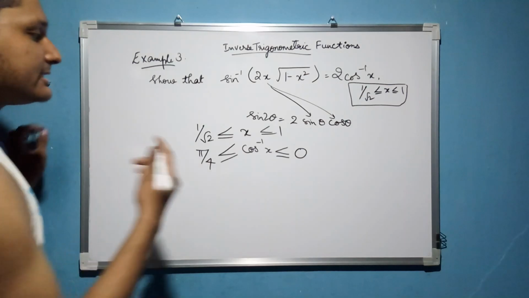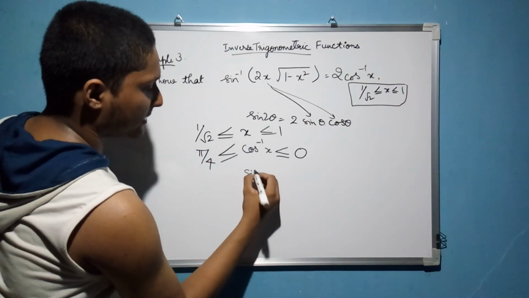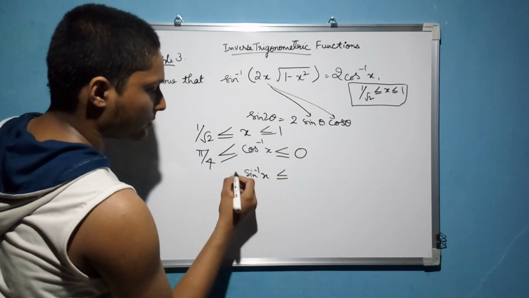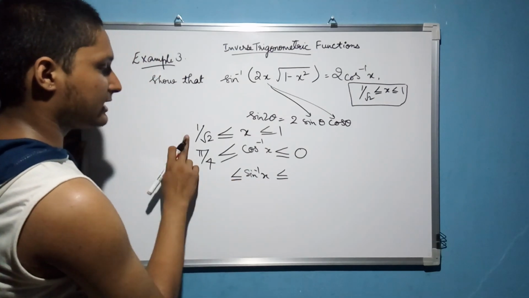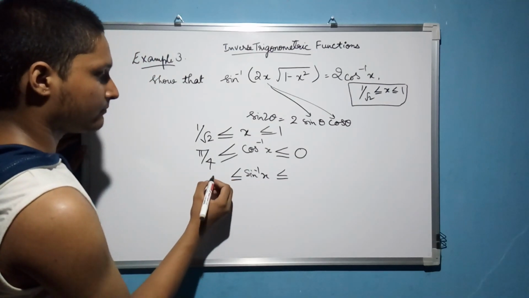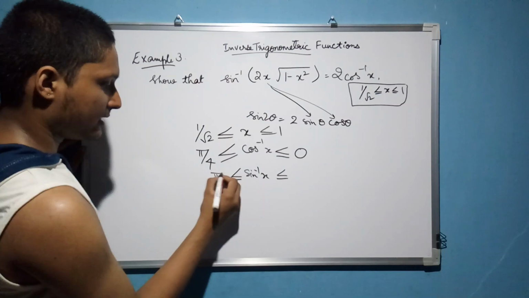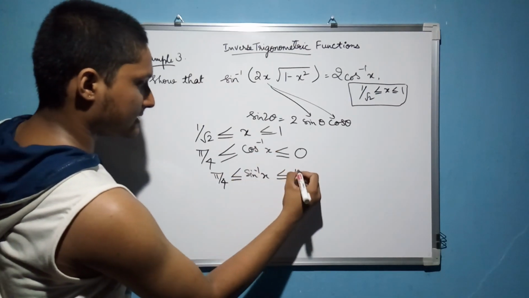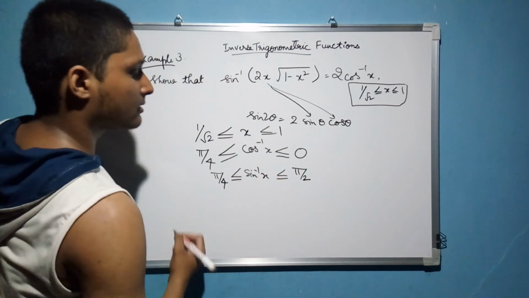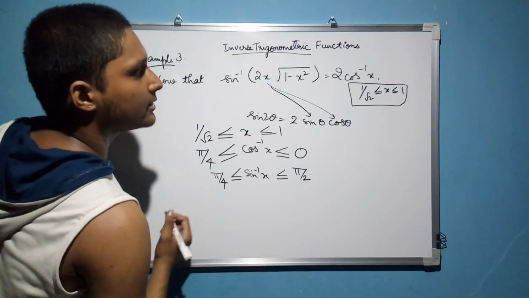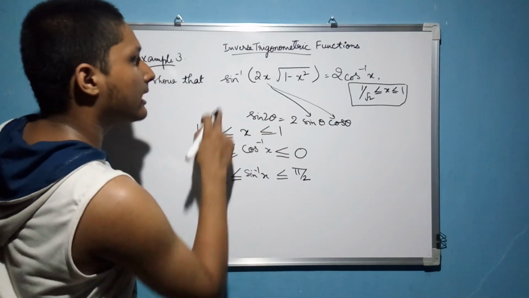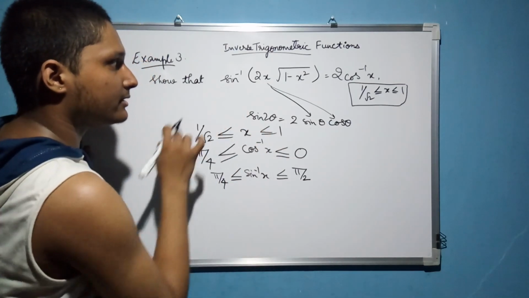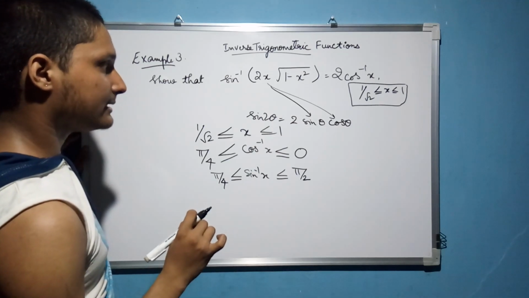So I'll check for sine inverse, which will work better. Sine inverse x is in between. So sine inverse 1 by root 2 comes to be pi by 4 in both, and this is pi by 2. But on the right hand side you are going to multiply it by 2, and the sine inverse function should always be in between that range.